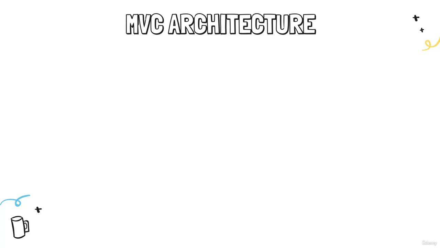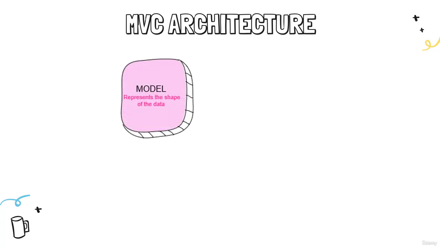In the MVC architecture, as I said, the first letter stands for model. Model represents the shape of the data. So if you have any tables or any classes, model will have all of that. What I mean by class is, let's say you are building an e-commerce application where you have products, orders, order details, shopping cart, and much more. Models will basically have all of those class files.